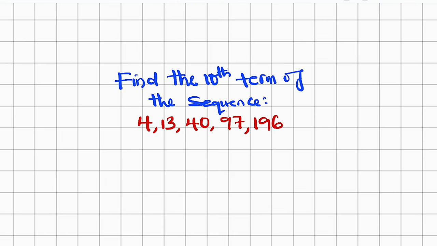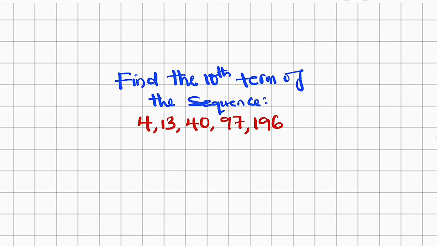Let's get started. We're asked to find the 10th term of the sequence, and you can see the sequence here. We have 5 terms. Always, to determine a particular term, it is important to recognize the sequence. Which type of sequence is this? Then secondly, come up with an expression that defines every single term, which is the nth term.